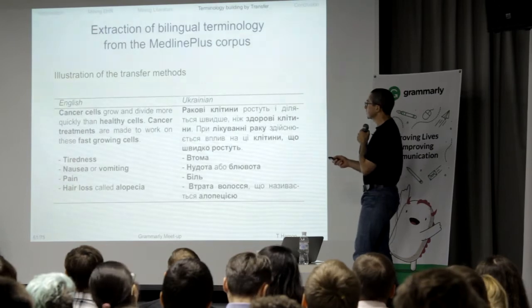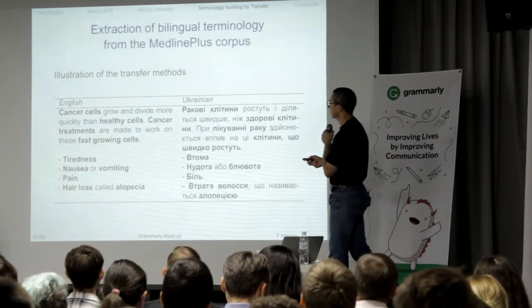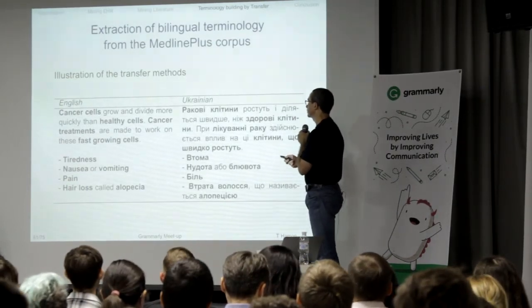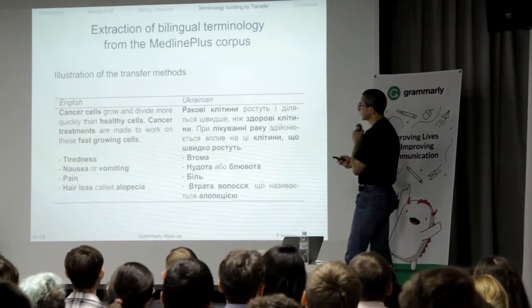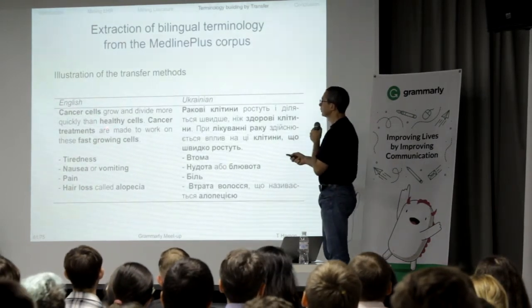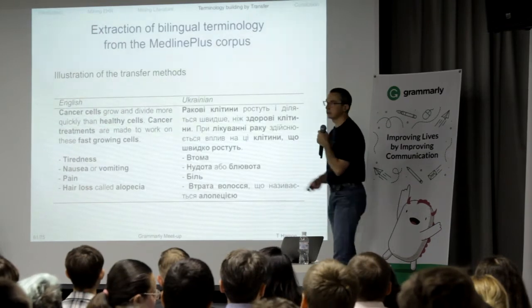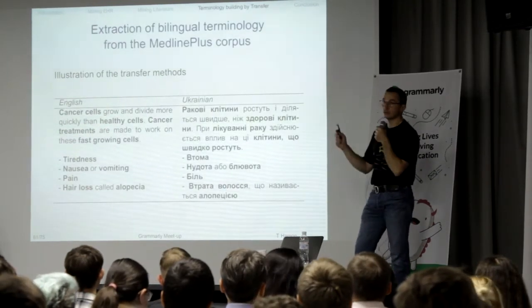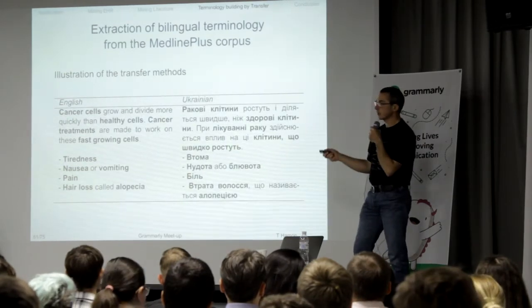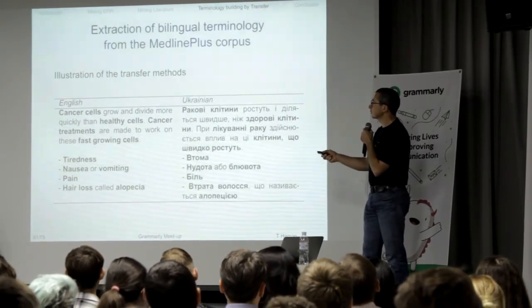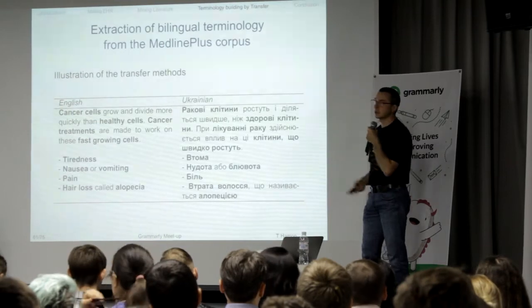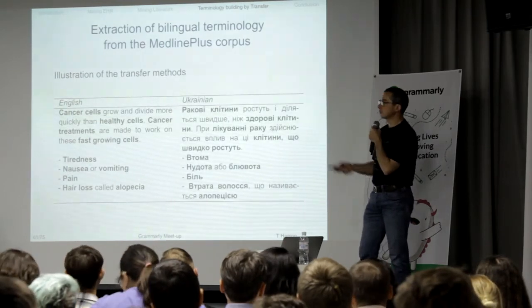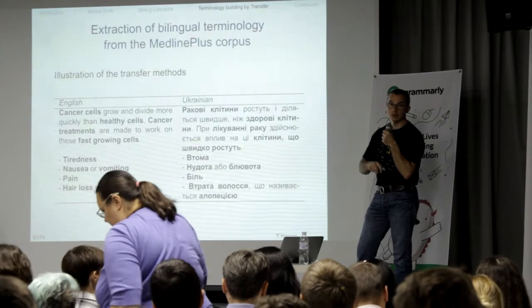And the second method is more difficult to use, but it's quite the same. We align the text between English and Ukrainian and French and Ukrainian. We extract terms and we use alignment to identify terms in Ukrainian after extracting terms from English or French text.